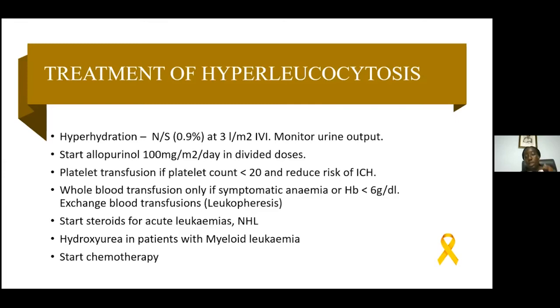In this case, our aim is to reduce the tumor cells, or the leukemic blood cells. So you also want to start your induction or start chemotherapy. For acute leukemias, we start the steroid prephase. For those with myeloid leukemia, hydroxyurea is started. And the point is that you want to start chemotherapy early so that you reduce the cancer cells in the blood.